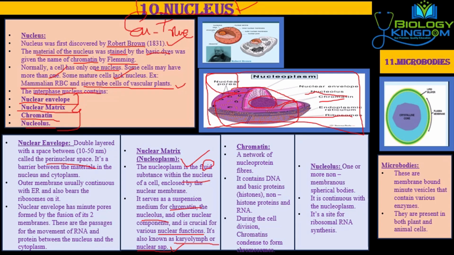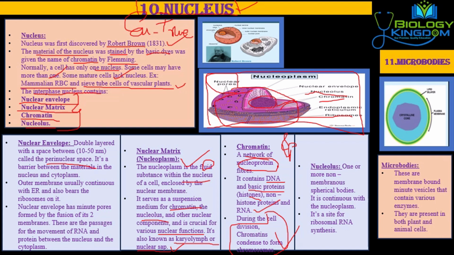And we have chromatin, a network of nuclear proteins which has DNA, carrying the genetic material in the form of DNA. It has two kinds of proteins: basic proteins, the histones, and non-histone proteins, along with RNA. This chromatin plays an important role during cell division because it will condense to form the chromosomes. That is the reason the nucleus plays an important role during cell division, in the form of chromatin networks and spindle fiber formation as discussed in the previous slide.